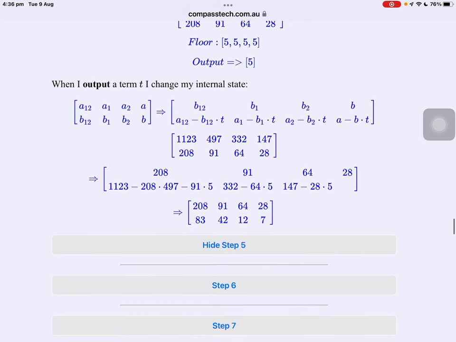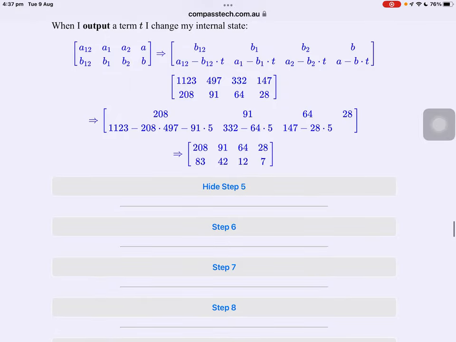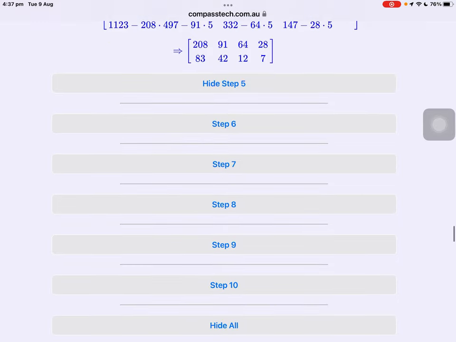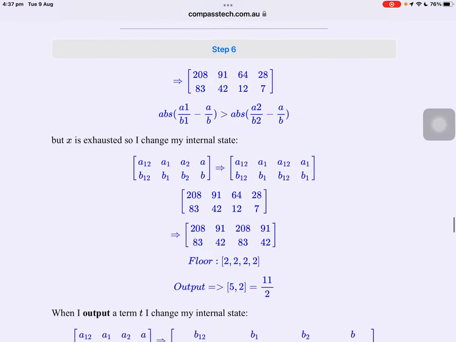Now that transforms our existing matrix as shown there. You notice, as I observed earlier, the B terms, the denominator terms of the initial matrix, become the numerator terms, and the numerator terms become somewhat simpler. Now we check.